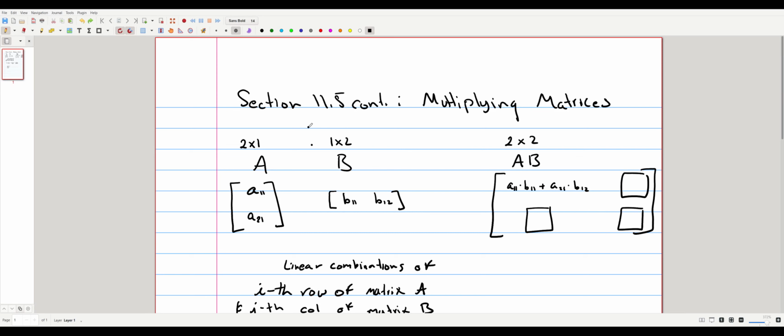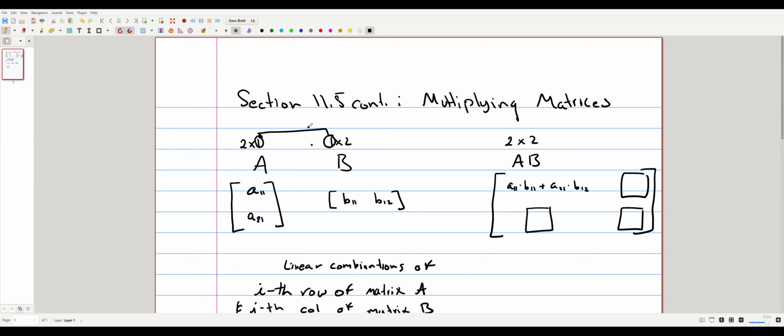So, remember that we define a matrix by its dimensions. This is the amount of rows it has, and this is the amount of columns. Right? And so you can only multiply a matrix A times B if the columns of the matrix on the left is the same as the rows of the matrix on the right. So if we're multiplying A times B, the 1 and the 1 match, and so we can multiply them.